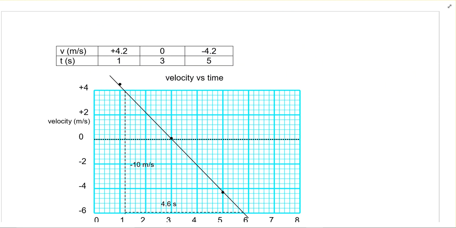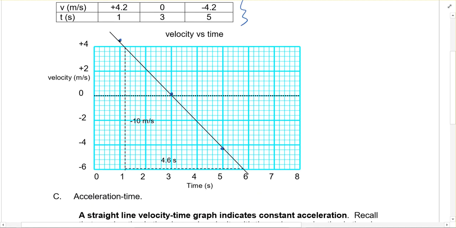So now we have our data right here. This is the data I found from above. The velocity at 1 second was 4.2, 0 at 3, and negative 4.2 at 5. And now we just need to plot those on a velocity time graph. So if we do that, we end up with a point there, there, and there. And you can see it's a straight line.